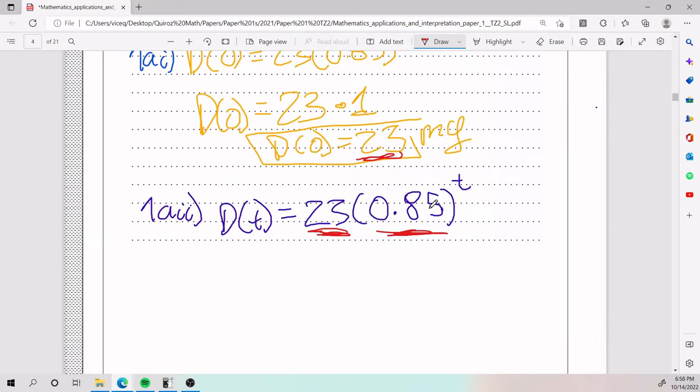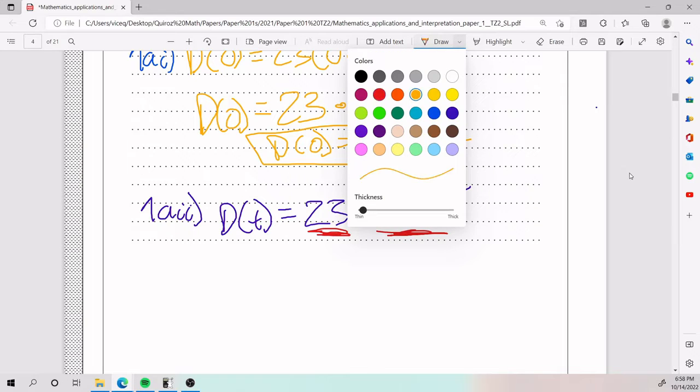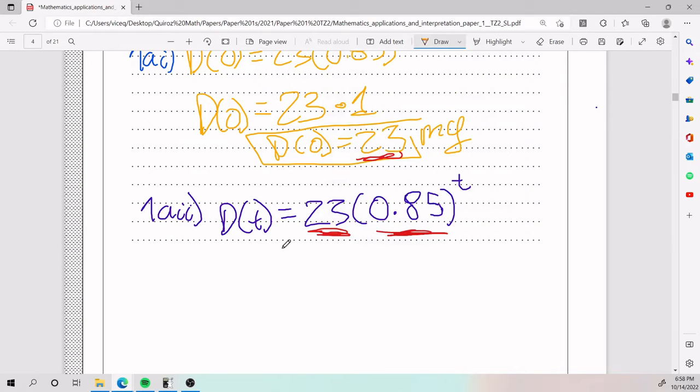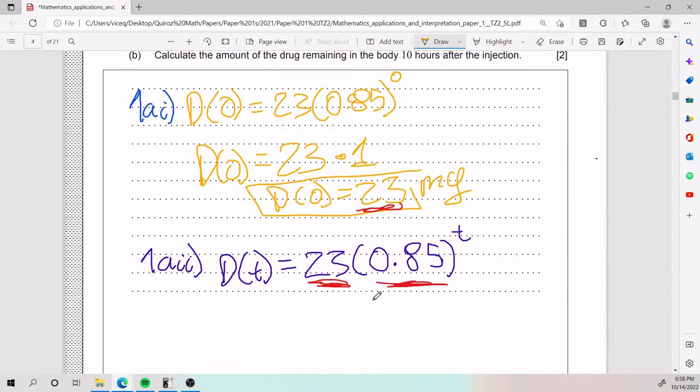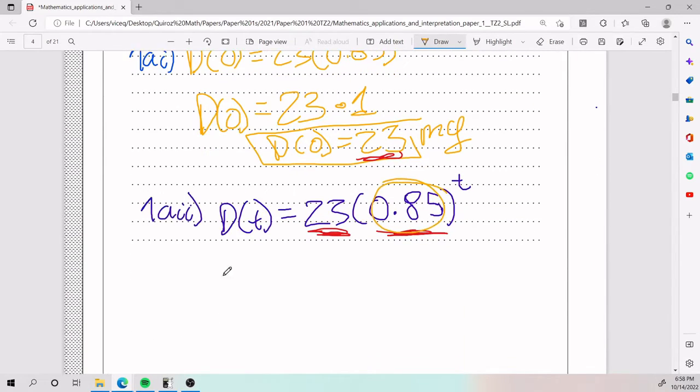And so 0.85 is taking away how much from 23? That is kind of like the question we're trying to answer. That is the most intuitive way I can put it, right? And so what a lot of people do here is that they say, okay, the percentage of the drug that leaves the body each hour is the number right next to 23, so it's 85%.